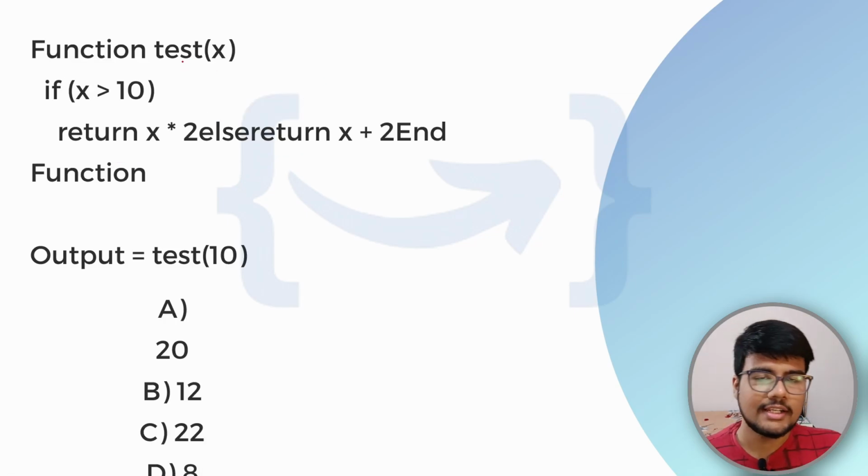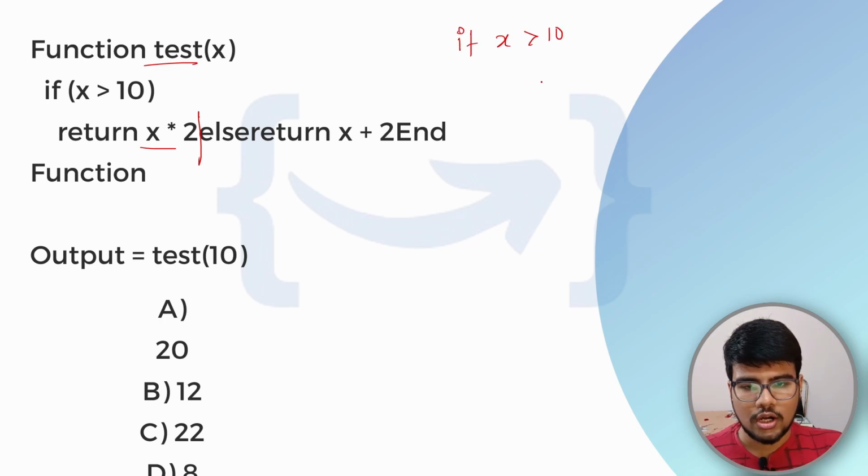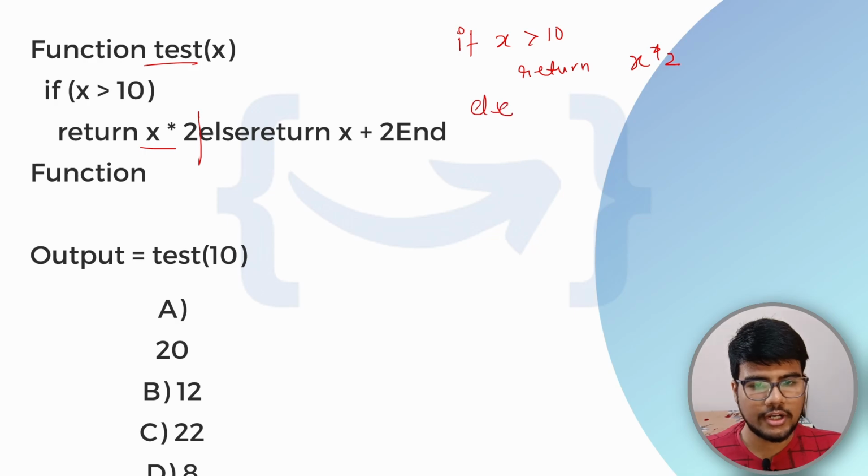So now this question, function test, return x into 10. Okay, so there are some issues, so let me write it clearly. If x is greater than 10, what I need to do is return x into twice, and else if it is not greater than 10, then return x plus 2, and just end your if and else condition.